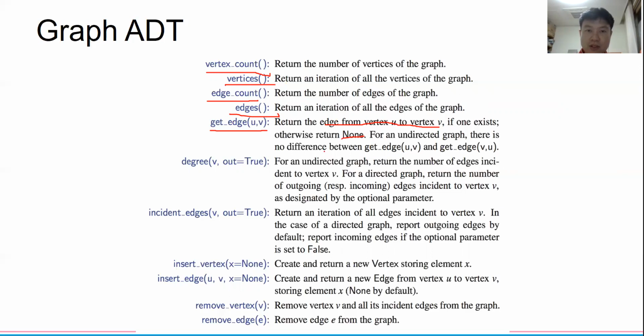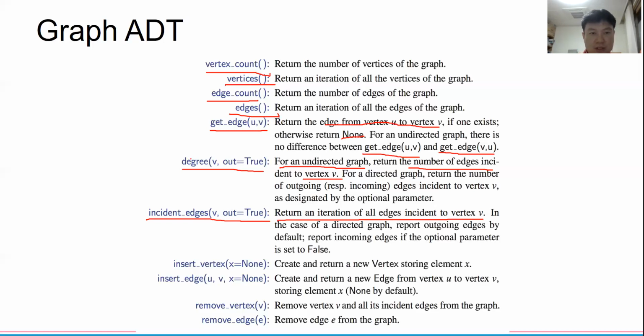For an undirected graph, there is no difference between get edge u v and get edge v u. The order does not matter. If you want to know the degree of v, for an undirected graph, it will give you the number of edges incident to a vertex v. So I want to know how many edges are incident to the vertex v. Incident edges of v means I want all the edges incident to the vertex v.